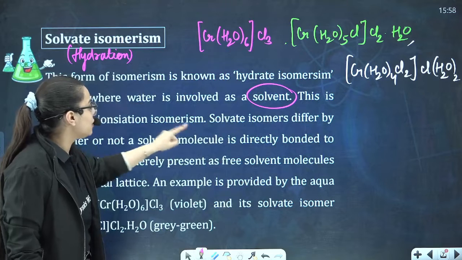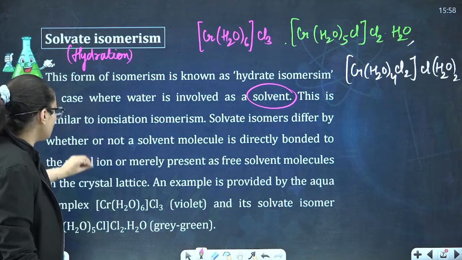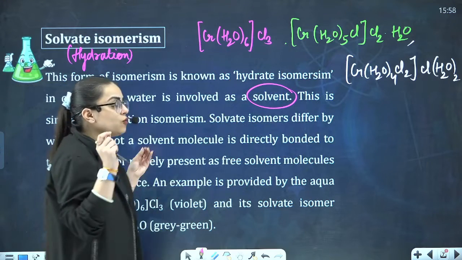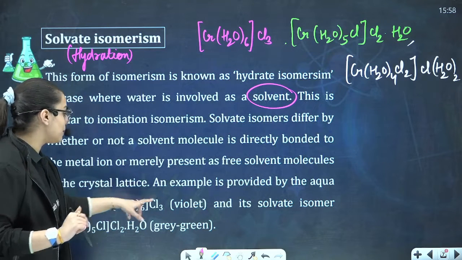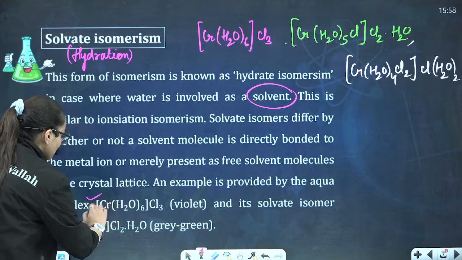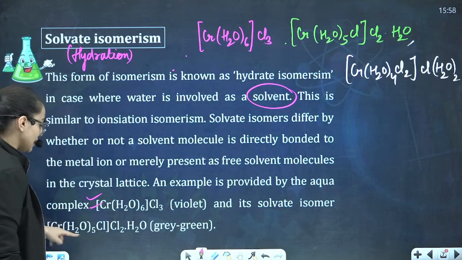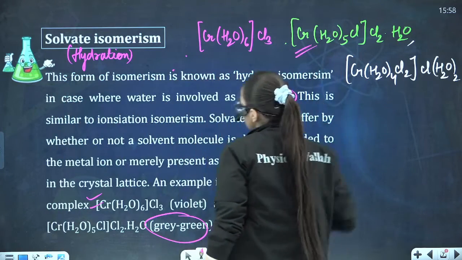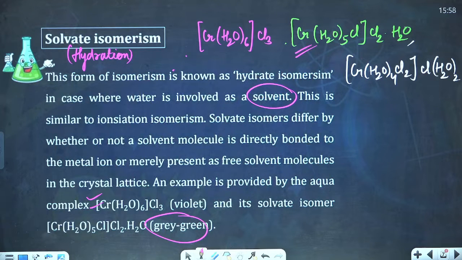Now see, solvent isomers differ by whether or not a solvent molecule is directly bonded to the metal ion or merely present as a free solvent. That means they at least want the water molecule to be there in order to show hydrate isomerism. Now an example is provided here. The example which I've already shown you is violet in color, and its solvent isomer is grey green in color. Is it clear to you? So this ends our structural isomerism topic, my dear students. Now we shall proceed to the next isomer, that is the stereoisomer.